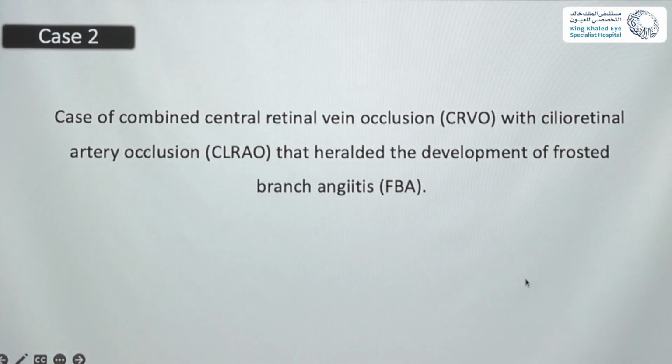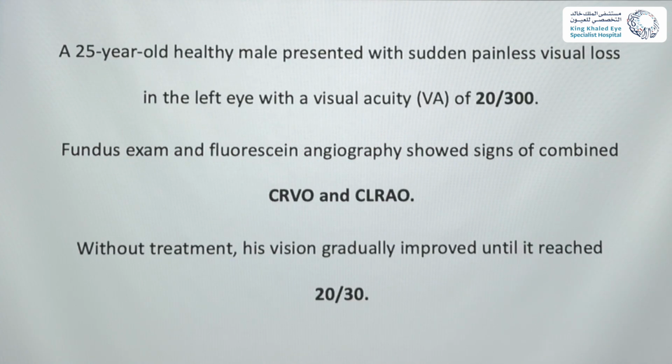The next case was one of Dr. Suleiman's cases. Here we'll see combined central retinal vein occlusion and ciliary-retinal artery occlusion that was a precursor for the development of frosted branch angiitis. This is a 25-year-old healthy male who presented with sudden paleness and visual loss in the left eye, with a visual acuity of 20/300. Fundus exam and fluorescein angiography showed signs of combined CRVO and ciliary-retinal artery occlusion. Without treatment, his vision gradually improved until it reached 20/30.